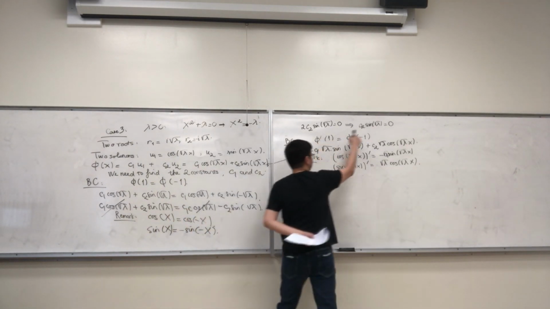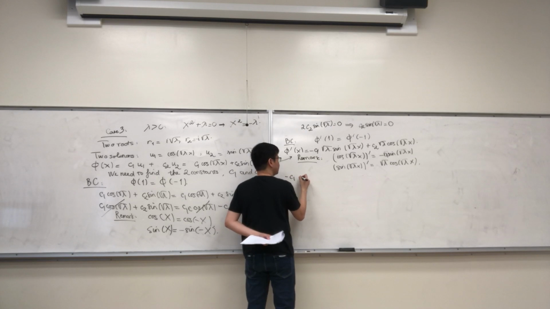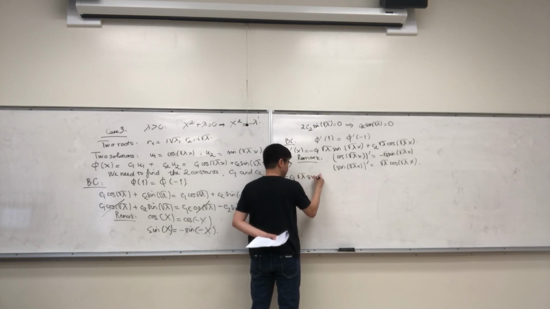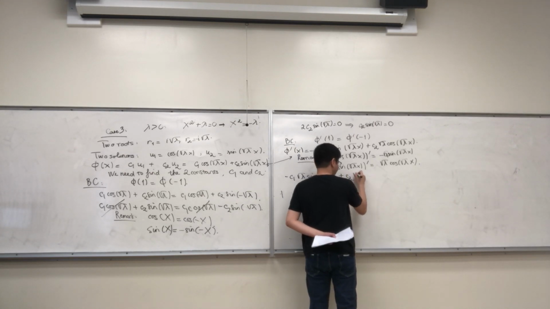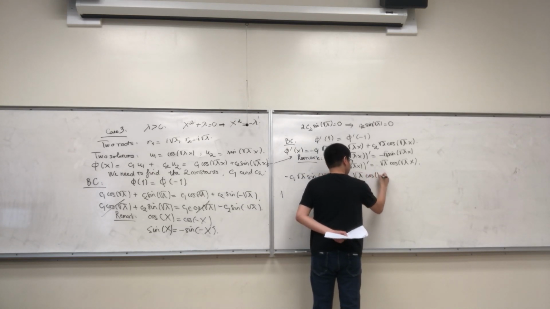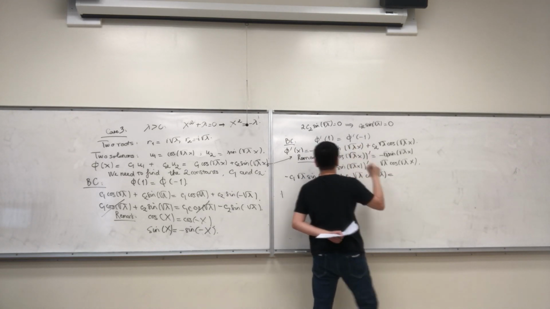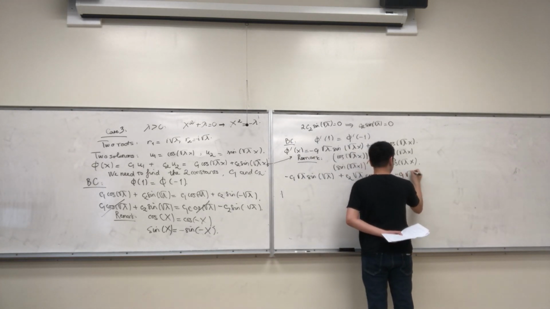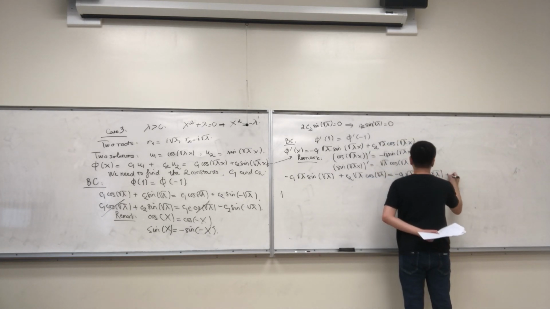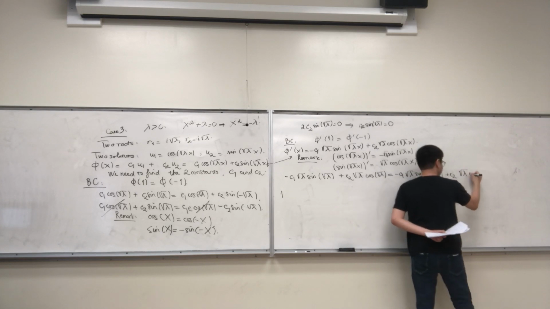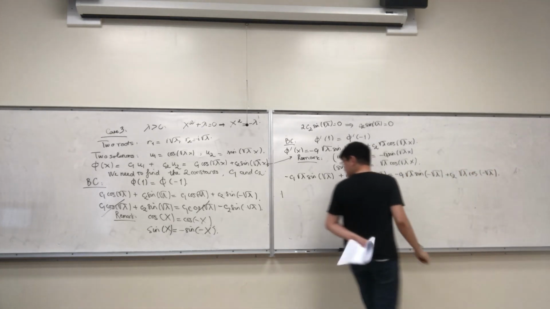Now I'm going to replace 1 and minus 1 into this formula. So I have minus C1 square root of lambda sinus of square root of lambda plus C2 square root of lambda cosinus of square root of lambda is equal to, I put minus 1 here, minus C1 square root of lambda sinus of minus square root of lambda plus C2 square root of lambda cosinus of minus square root of lambda. All right?